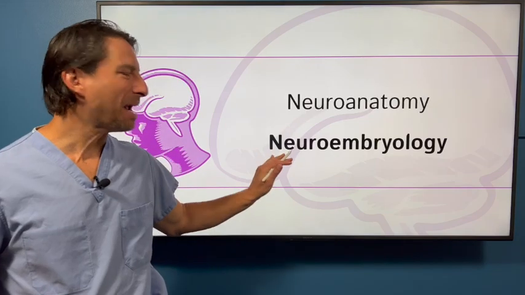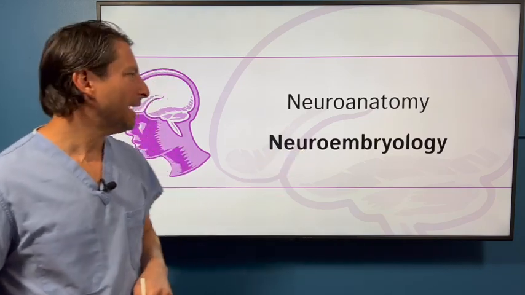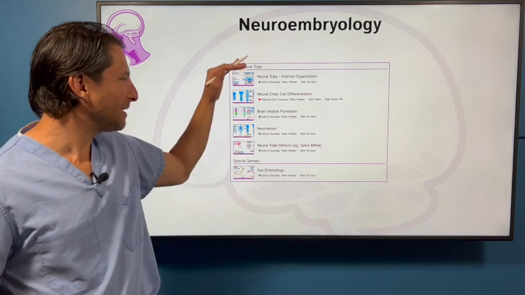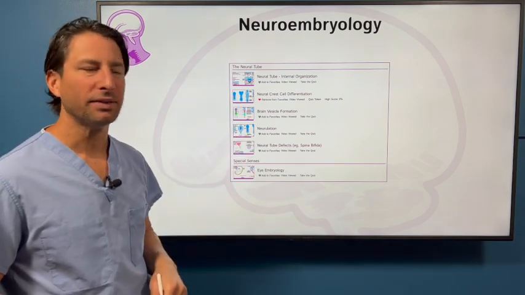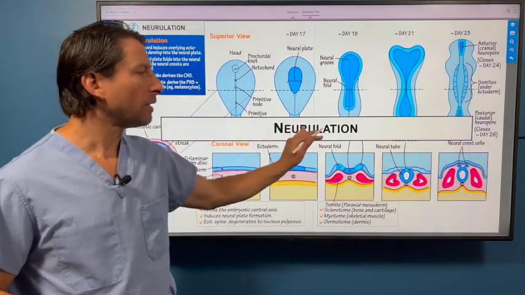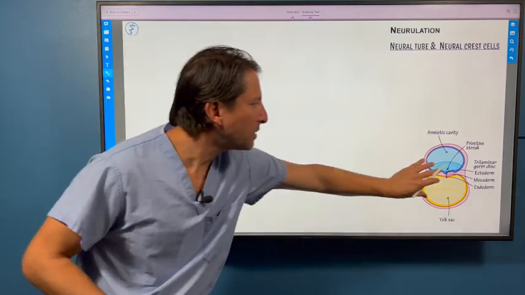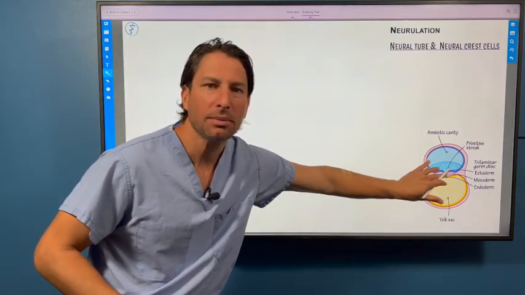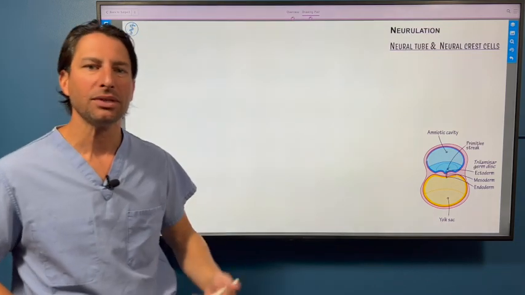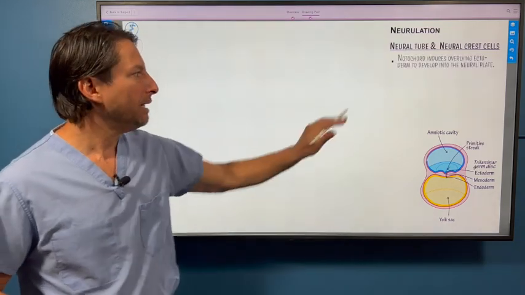So let's walk through a primer on neuroembryology, embryology of the nervous system. These are the key tutorials that we'll cover. So we'll start with neurulation. We're starting from this trilaminar germ disc, which comprises, remember, ectoderm, mesoderm, and endoderm. These are the key steps.